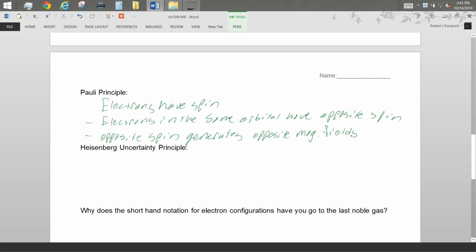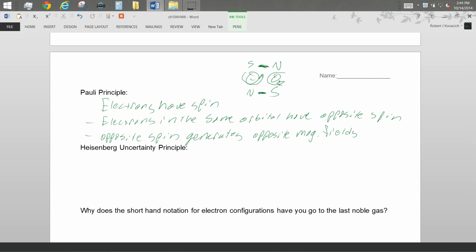Why would you want to generate an opposite magnetic field? Opposite magnetic fields attract, right? So if I've got an electron that's a negative charge and another electron that's a negative charge, with a north pole here and a south pole here, and a south pole here and a north pole here, these things are attracted to each other. And that only happens when one of these electrons is spinning one direction and the other electron is spinning the other direction.